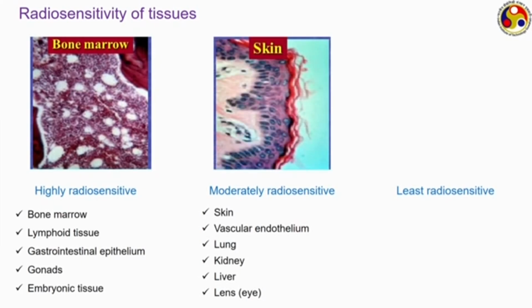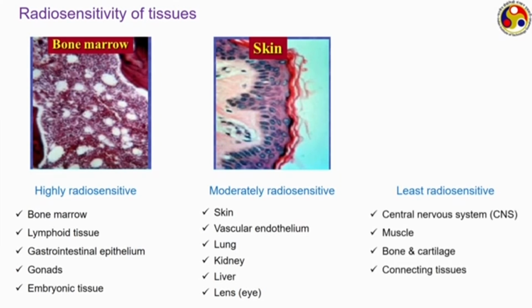This is a picture where you can clearly see there are lots of disintegrations of the internal cells, and in this part as well, because of the effect of radiation. Strongly affected are the vascular endothelium, lung, kidney, liver, and also the lens of our eyes. But the parts which are very less affected, for most normal radiation doses, almost immune to radiation, can be the nervous system.